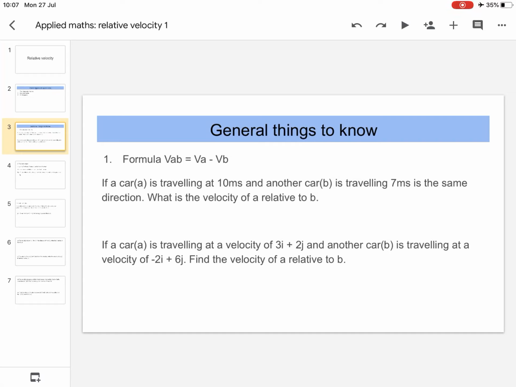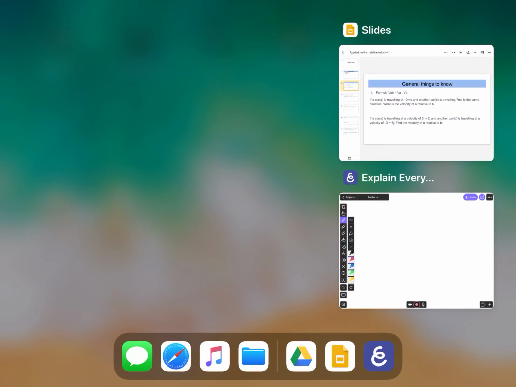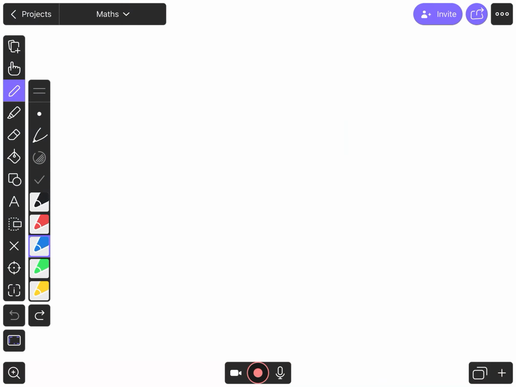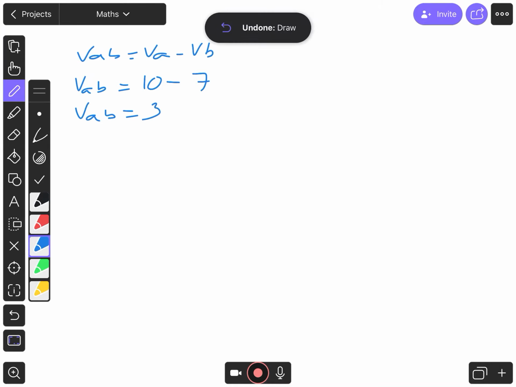And the way that you get that is by using VAB equals VA minus VB. So the velocity of A relative to B is the velocity of A, which is the 10, minus the velocity of B, and that's yourself, that's 7. So the velocity of A relative to B, relative to you sitting in that car, is going to be 3 meters per second. So that's the very, very basics of this.